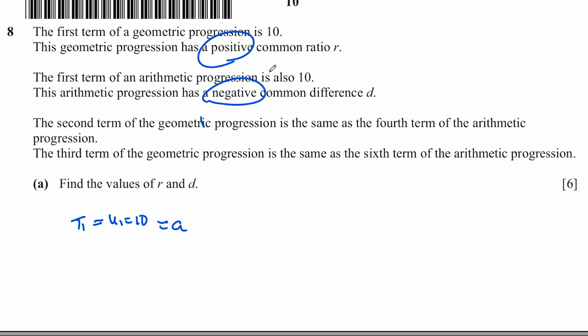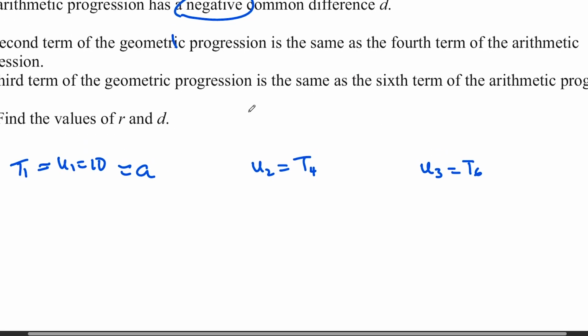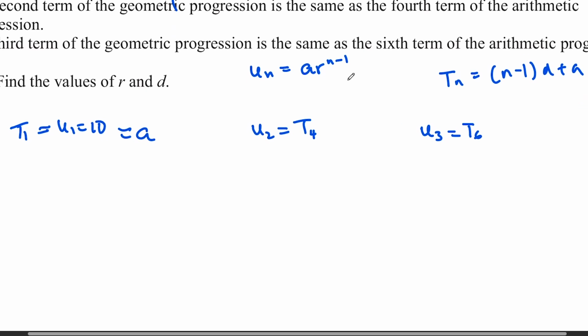Okay, so let me just circle the information. The second term of the geometric progression is the same as the fourth term, so U2 will be equal to T4. The third term of the geometric progression is the same as the sixth term, so U3 will be T6. Remember, for a geometric series this will be the term-to-term rule, and for arithmetic series this will be the n-th term formula, (n minus 1)d plus a. So we just put in the values, right?